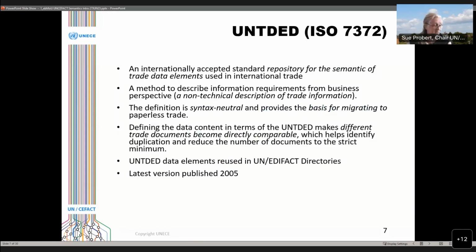And this is indeed a slide to introduce the UNTDD. This is the Trade Data Element Directory that supports the UN layout key. And I've already introduced it, but what's important is that last bullet. It was last published in 2005. An update is very urgently required, but we need resources to be able to do this, and it will be a combined project with ISO TC154. Next slide, please.